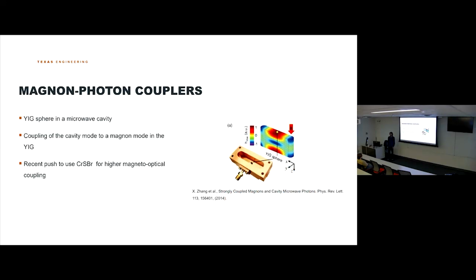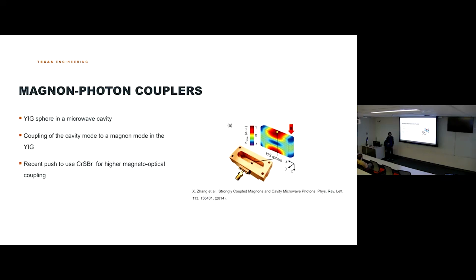Now onto magnon microwave devices. The first is a magnon photon coupler, and this is basically a YIG sphere in a microwave cavity. And over here we can see the field distribution in the microwave cavity, and this allows you to couple microwave photons to the magnon modes in the YIG sphere. So this allows you to induce magnons from a traditional microwave circuit.